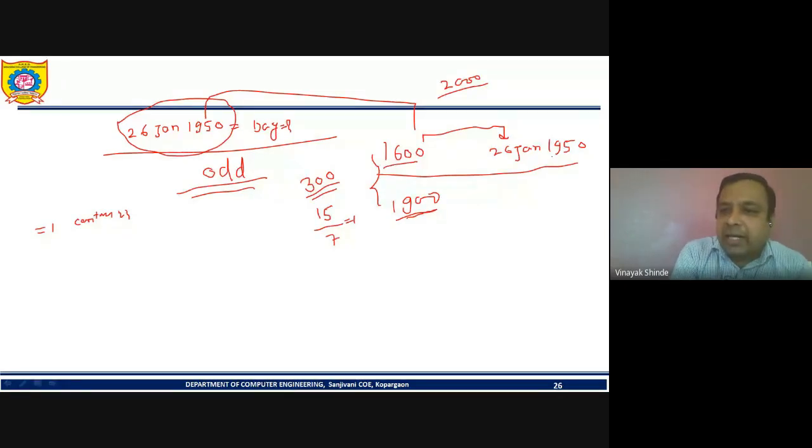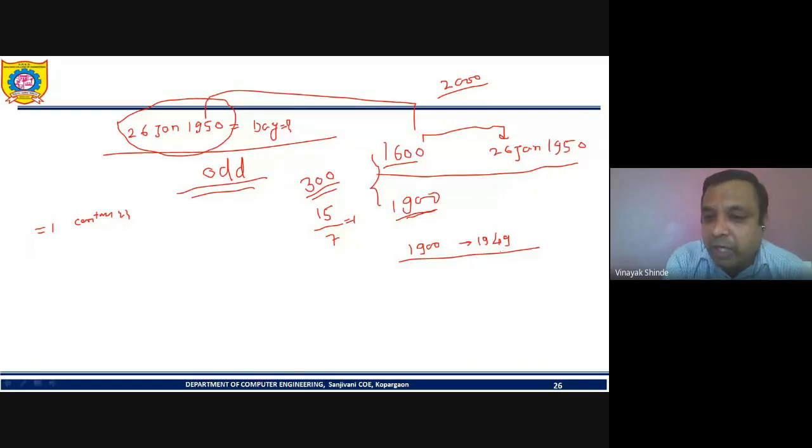Now we have to move ahead, 1900 to 1949. How many odd days are there that you need to find out? First of all, we need to find out how many leap years and how many ordinary years there are. In 1900 to 1949, how many leap years are there? Multiples of 4: 4, 8, 12, 16 till 40, then 44, 48. 12 leap years are there and 37 ordinary years.